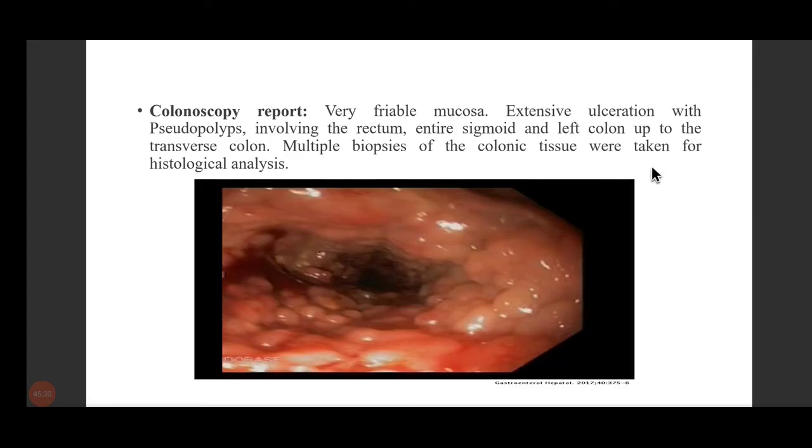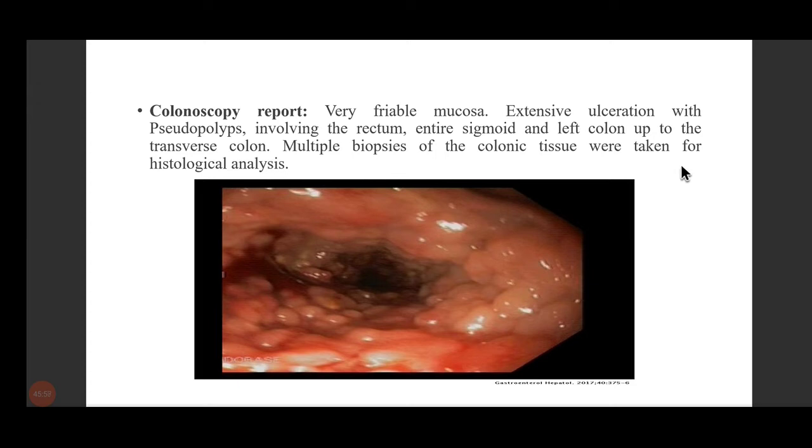Colonoscopy: very friable mucosa, extensive ulceration with pseudopolyps involving the rectum, entire sigmoid, and left colon up to the transverse colon. Multiple biopsies of the colonic tissue were taken for histological analysis. So, क्या क्या मिला? Ulcerations are there, pseudopolyps are there, colon is involved.